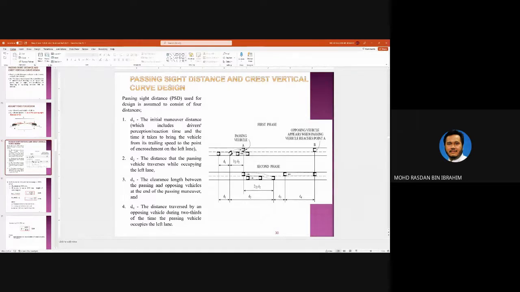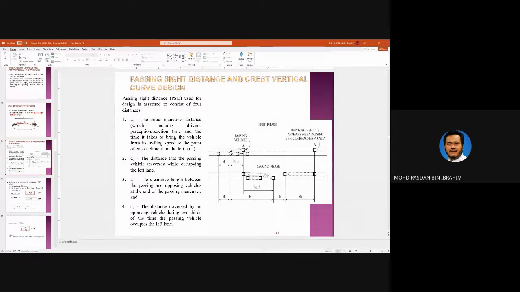So now this is your car, this is the car that you wish to overtake, and this is the car on the opposing lane. This is the first phase. In the second phase, this is your car and this is the car that you wish to overtake. You accelerate your car until you can safely maneuver back into your lane. In this time, this car has traveled here. So this is 2/3 of D2.